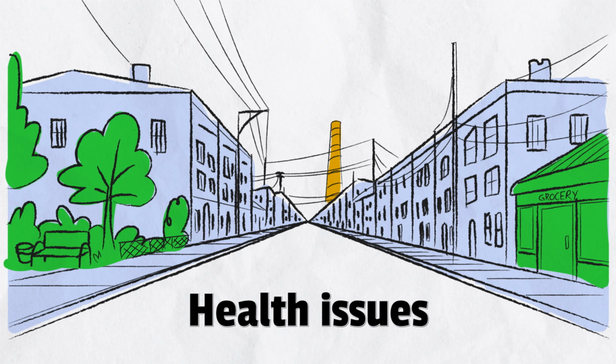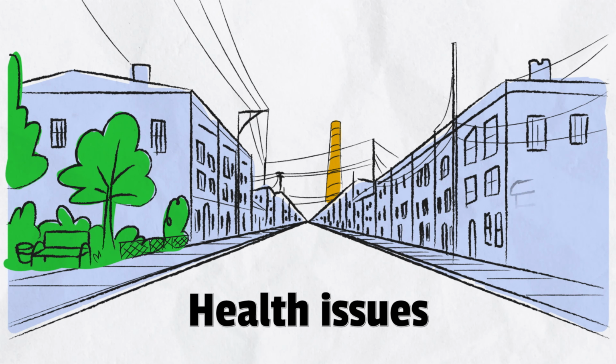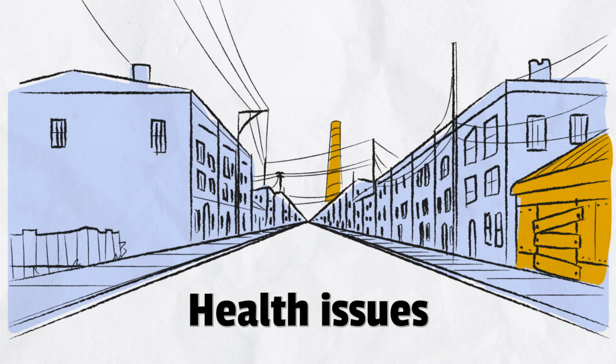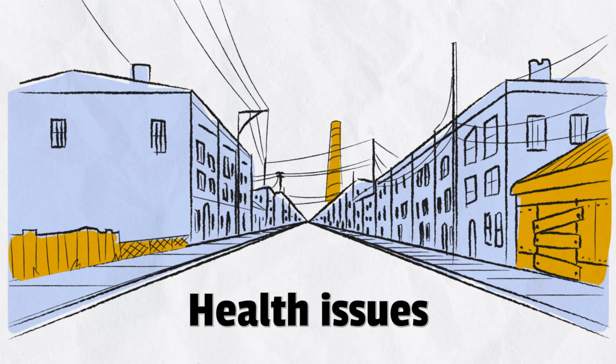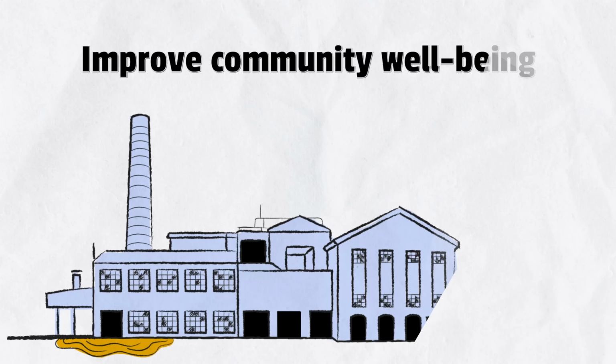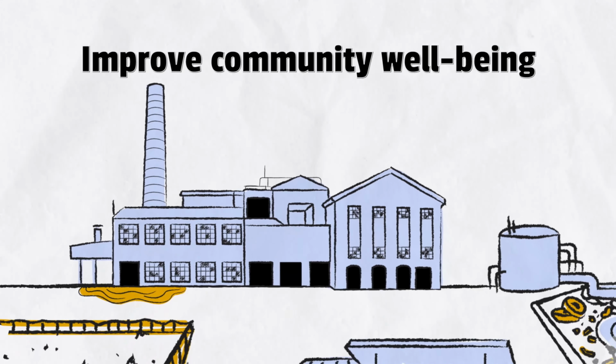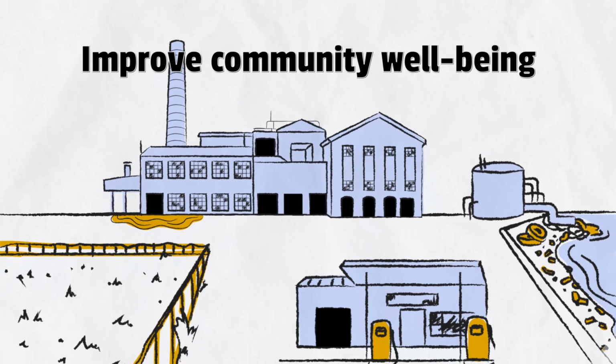And people who live in these communities may have limited access to healthy food, health care, or safe places for physical activity. The grocery store on the street is replaced by an abandoned building. The park is replaced by a vacant lot. Land reuse and redevelopment projects can make a big impact on overall community health and well-being.